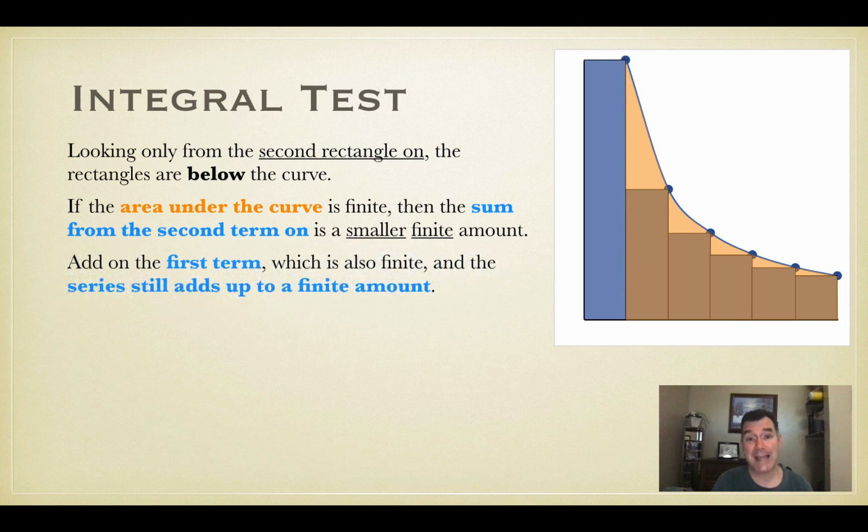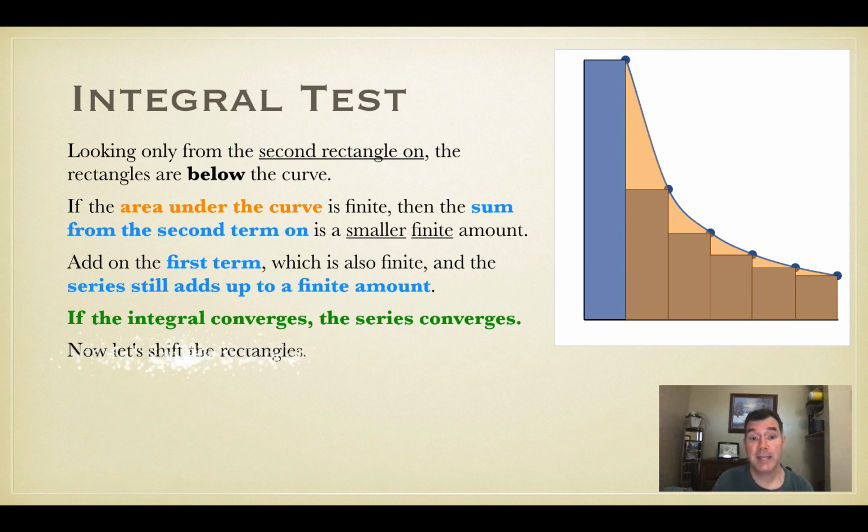All I have left to do is add on that first term that I've been ignoring, but that's finite as well. So if I have a finite sum and I add on one more number, that's still going to be a finite sum. So that means that if the integral converges, then the series converges. Now let's show the second part.